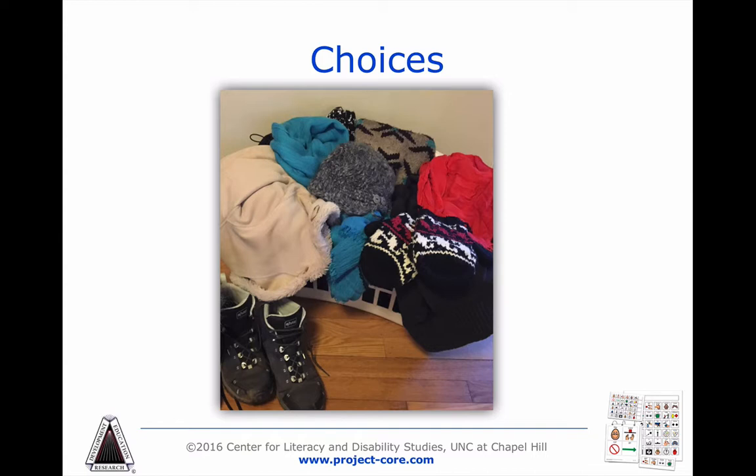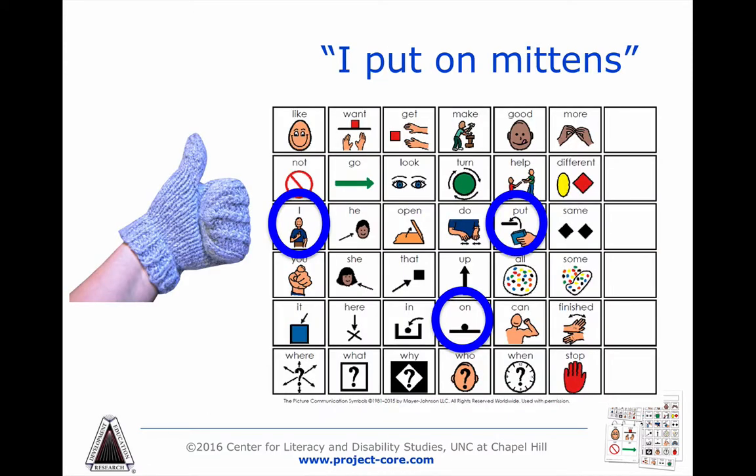In the case of the chart titled Cold Outside, the teacher introduced real objects. She brought in a basket of things to put on when it's cold outside. Before starting the chart, she pulled each item out of the basket, named it, and then put it on while modeling I put on using the Universal Core Board. For example, she said, I put on mittens, while pointing to each of the symbols on the Universal Core Board.